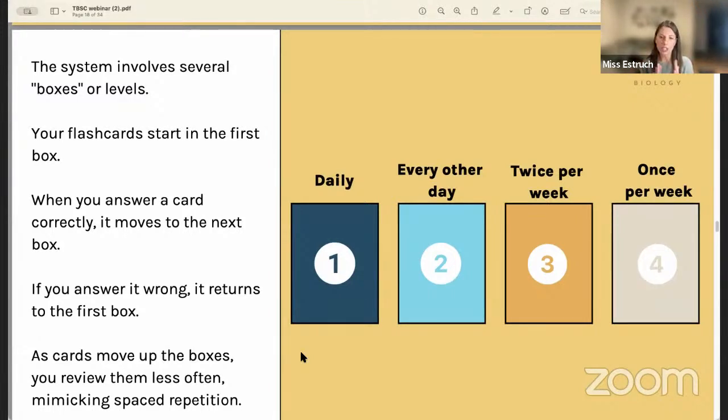Now, you might have to adjust these timings based on when your test is, because if it's a really long time away, you might want to space it out a bit more. If it's only a week's time, you might want to make those intervals shorter. But this is a general idea.